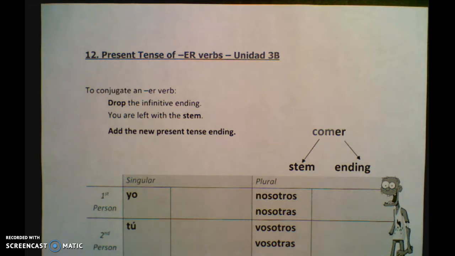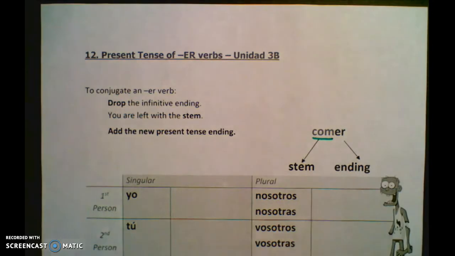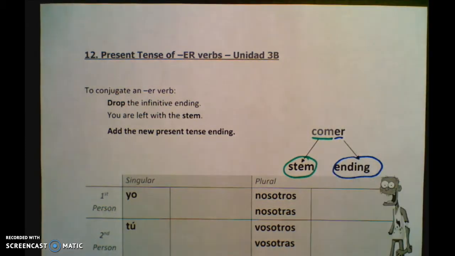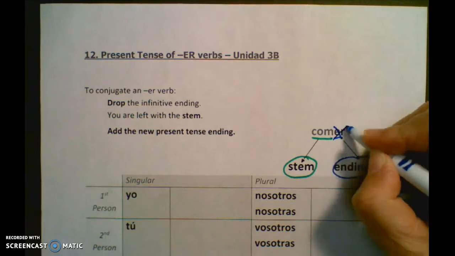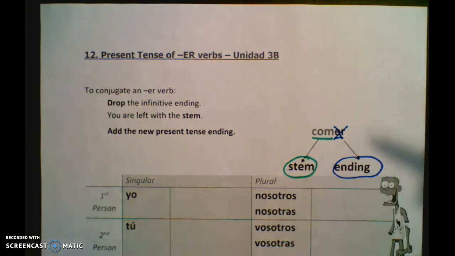We've done AR verbs. The process is the same. We're going to use comer as our example here. We've got the com. That would be your stem. See, I got color in there. I'm using my markers. Then you have this part that's left over, your er. That would be your ending. And we remember that when we conjugate a verb, which means when we're making somebody do something, drop the infinitive ending. So this er is going to disappear. You're left with the stem, com, and then you're going to add the new present tense ending.